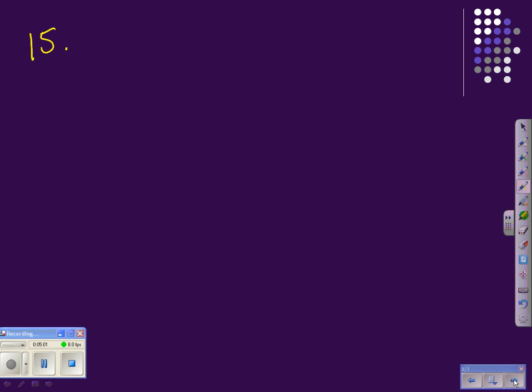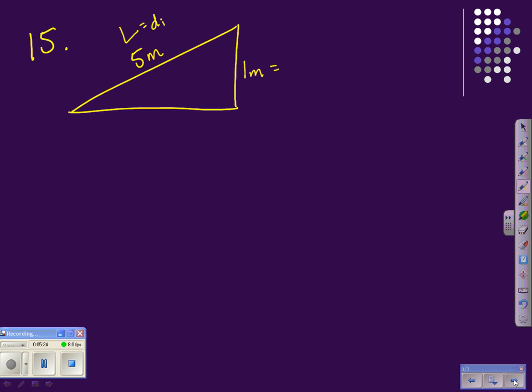Number 15, we have a mechanical advantage of an inclined plane. Okay, we have an inclined plane here, and it's going to be 5 meters long. So that is our length, which equals our distance in, our DI. And it's 1 meter above the ground. So that can be our H or our DO, either way you want to look at it.